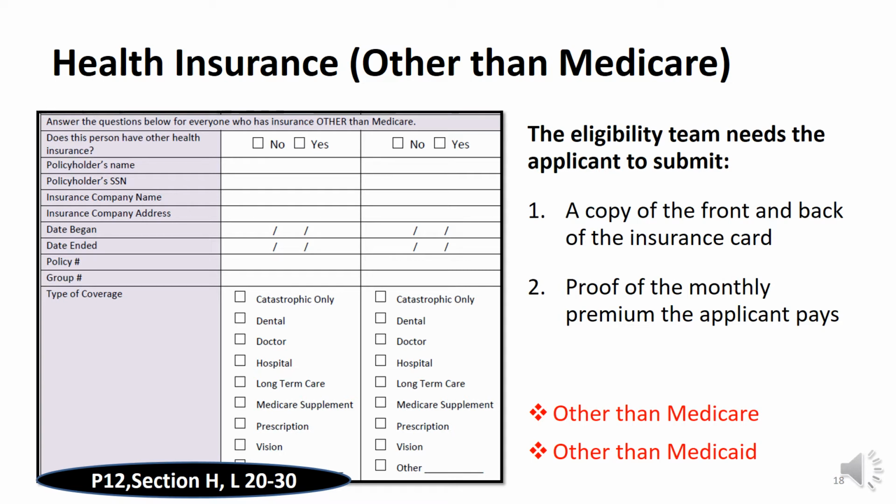Eligibility team needs the applicant to submit a copy of the front and back of the insurance card and proof of the monthly premium the applicant pays. So, for example, with private insurance, such as Blue Cross Blue Shield, you'd use this bottom section to document any private health insurance policies the applicant would have. Just some examples of private health insurance may be Medicare supplemental plan, health insurance through an employer, long-term care insurance, anything other than Medicare and Medicaid. Providing the eligibility team with the monthly premium amounts could lower a person's monthly patient liability or their client obligation.